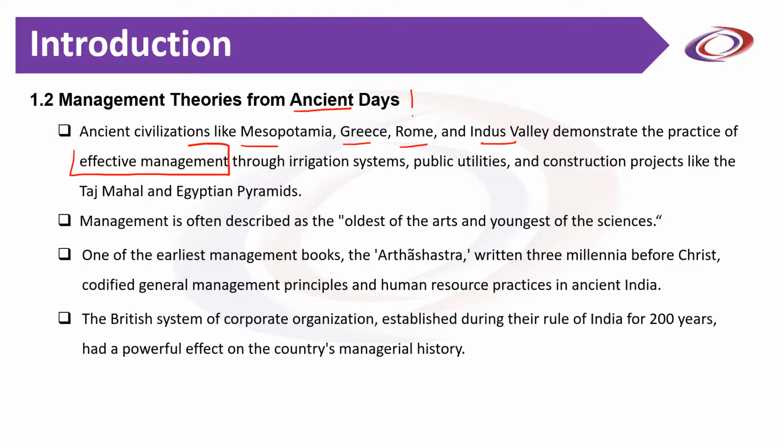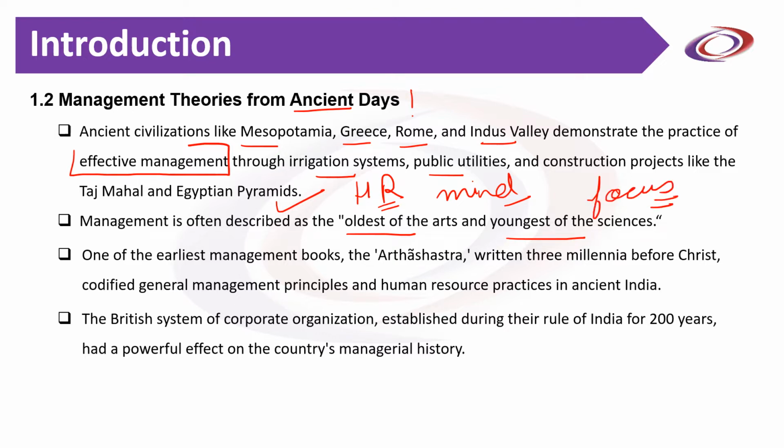This can be seen through the profound irrigation systems found, public utilities like the Great Bath, and even construction projects like Taj Mahal and Egyptian pyramids. There are various examples of how the human resources were managed, how the human minds were put at work to create these huge constructions. So we can say that management is the oldest of the arts and youngest of the sciences. Why? Because it has only recently gained focus.